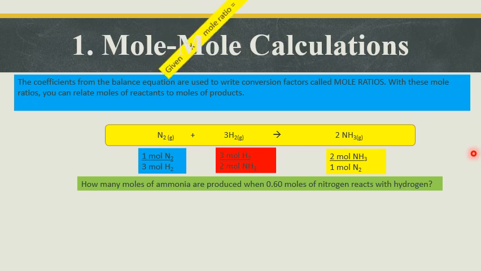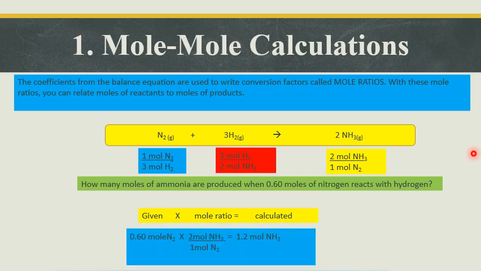Okay, so let's see. What is given? They have given 0.6 moles of nitrogen, correct? And what is the mole ratio to connect ammonia and nitrogen? Because we want to know how many moles of ammonia. So ammonia will go in the numerator and we have to put nitrogen in the denominator. This is called dimensional analysis.